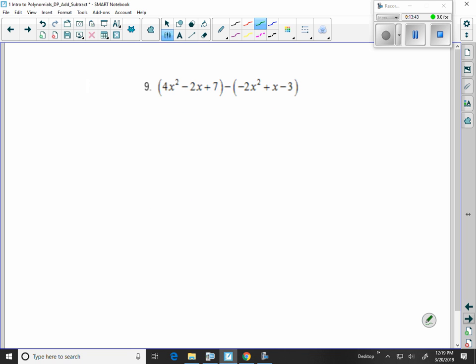Okay, number 9. Can I get rid of my parentheses? It's negative. So we have to flip all the signs in the second parentheses. Once you do that, then you can combine those like terms. I'm going to let you finish that one out. Yeah, that's totally fine. You can do it that way. You did it right.